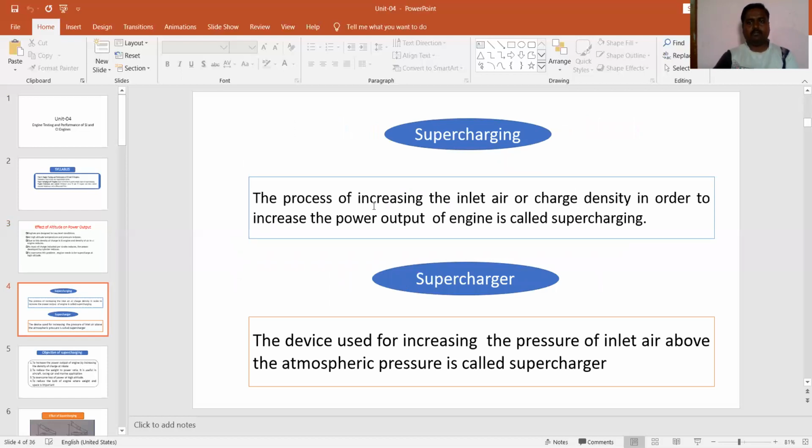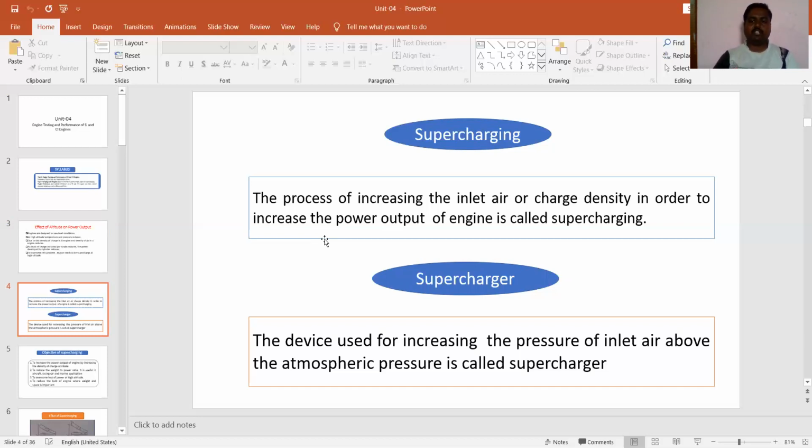Next one is supercharging. What is supercharging? Supercharging is the process of increasing the inlet air or charge density in order to increase the power output of the engine. As we studied earlier, when we move from earth to a higher altitude, the density varies. In order to maintain density, the supercharging process is utilized. Supercharging means the inlet air and charge density is increased.